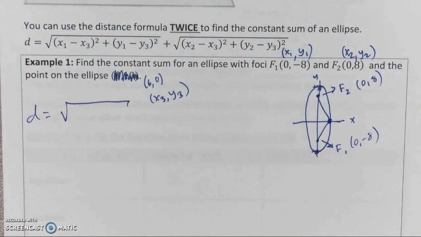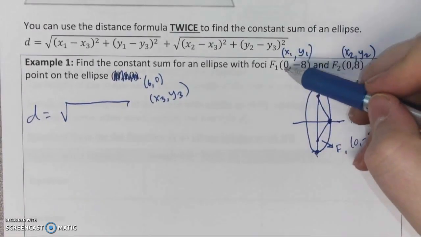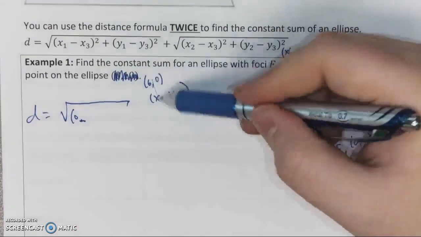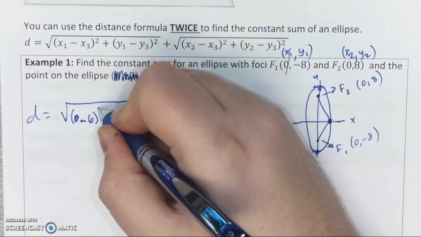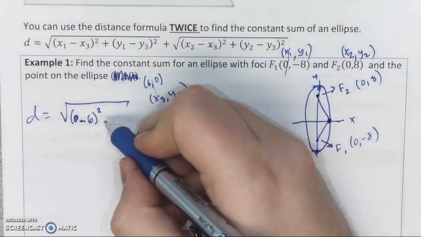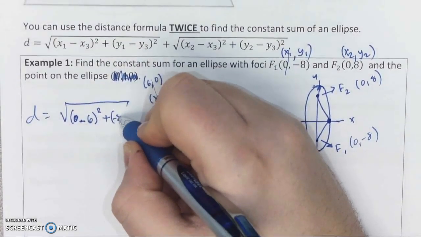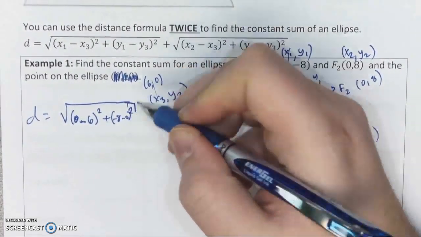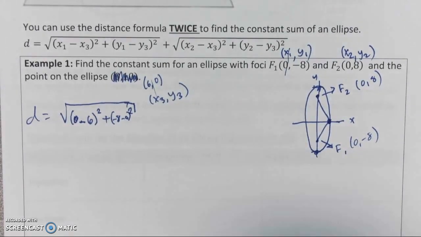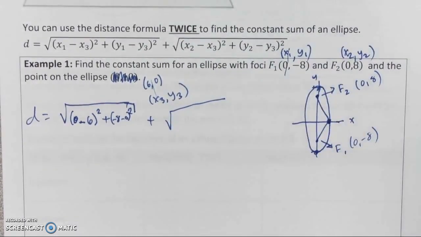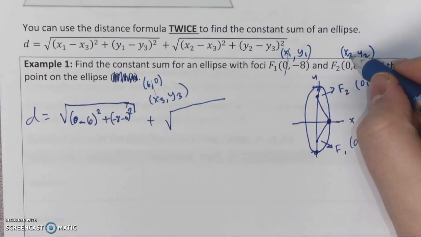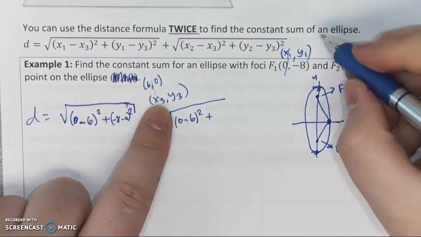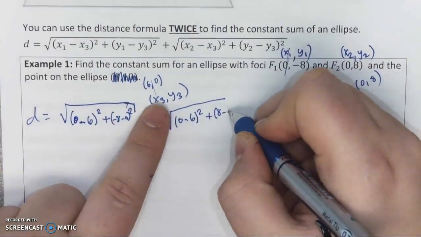Then just plugging in the values, we have x1 minus x3. Well, x1 is 0 minus x3 is 6, so 0 minus 6 squared plus y1 is -8 and y3 is 0, so -8 minus 0, and that's squared. So that's your first square root. Under your second square root, you'll have x2, so this time 0 minus 6 squared, plus y2 is 8, 8 minus 0 squared.